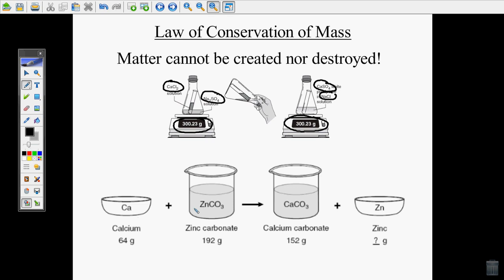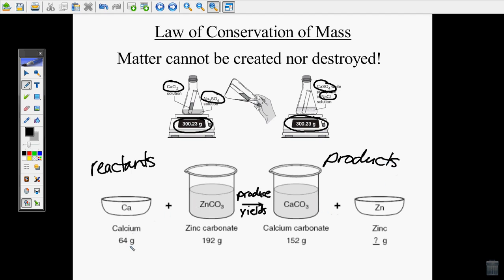So here we write calcium plus zinc carbonate produces. This little arrow means produce or yield, forms, they all mean the same thing. And then you have your products, calcium carbonate plus zinc. So what you start with on the left hand side, these are your reactants. And then on the right side of the arrow are your products.